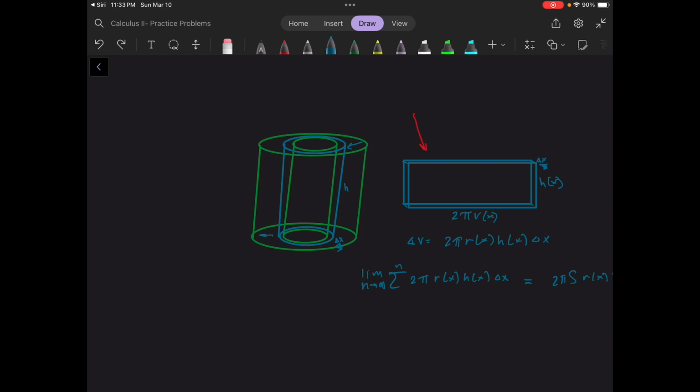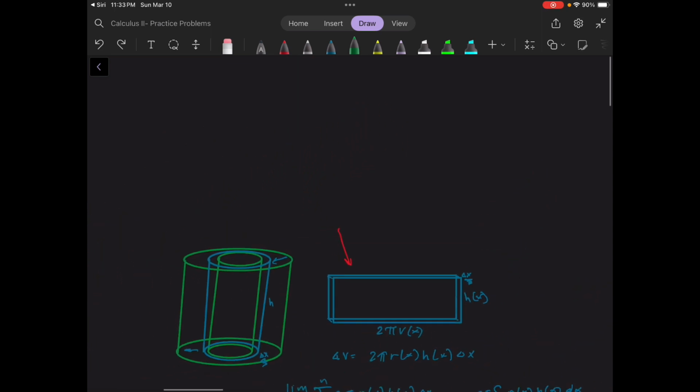But in general, when you have a shape like this that revolves around and makes another shape, it will not have a constant height, so we will have to leave it inside the integral. But basically, we can find the volume of this rectangular prism. It's going to be the length of the prism times the height times the width, right? So that is the delta volume, the volume of one slice.